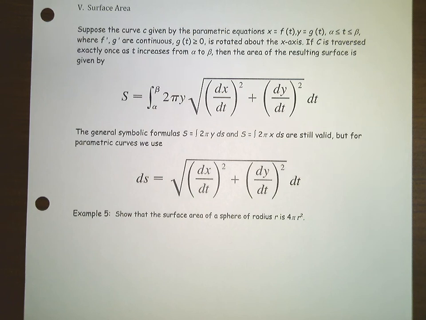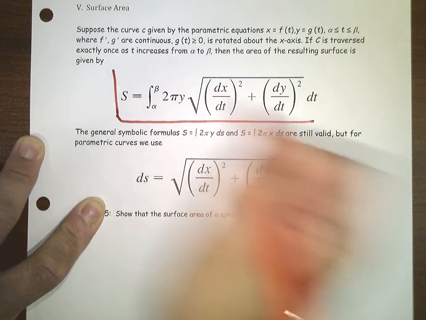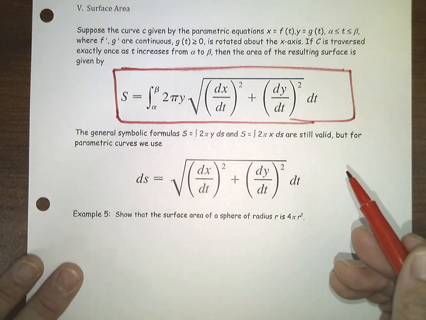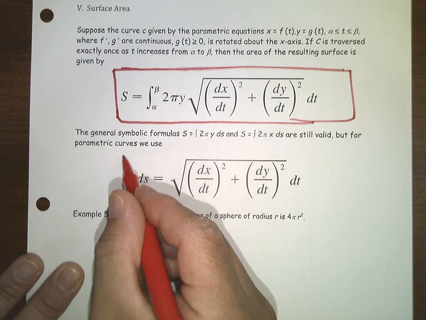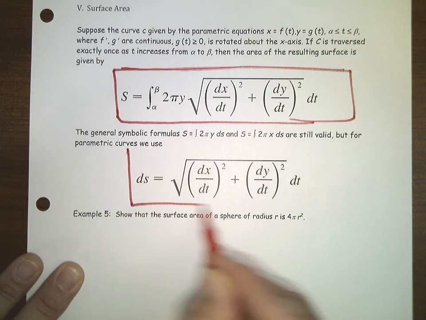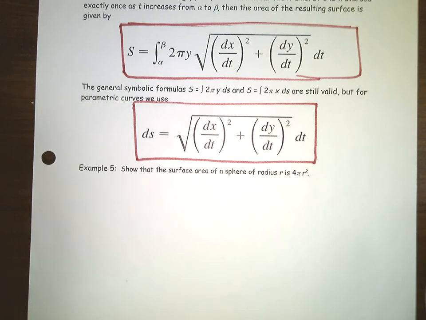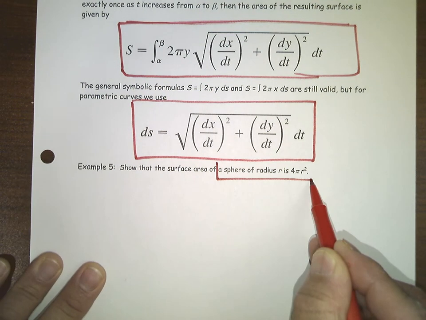All right, so we have the surface area. So here is the integral that is going to give us the surface area, and then for parametric curves, just know that this is what we are going to use here. So just try to remember this for the rest of our lives here. All right, so show that the surface area of a sphere of radius r is 4 pi r squared.